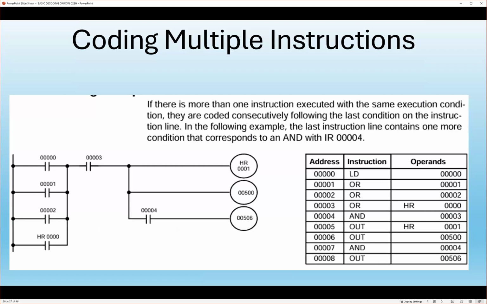Here's multiple instructions. This is an example of multiple outputs on the same rung, which at least in the OMRONs, the coils aren't stacked in front of each other and also used to control other parts of the ladder. At least the ladders are more contemporary. They're a little bit more straightforward when it comes to ladder form and function.